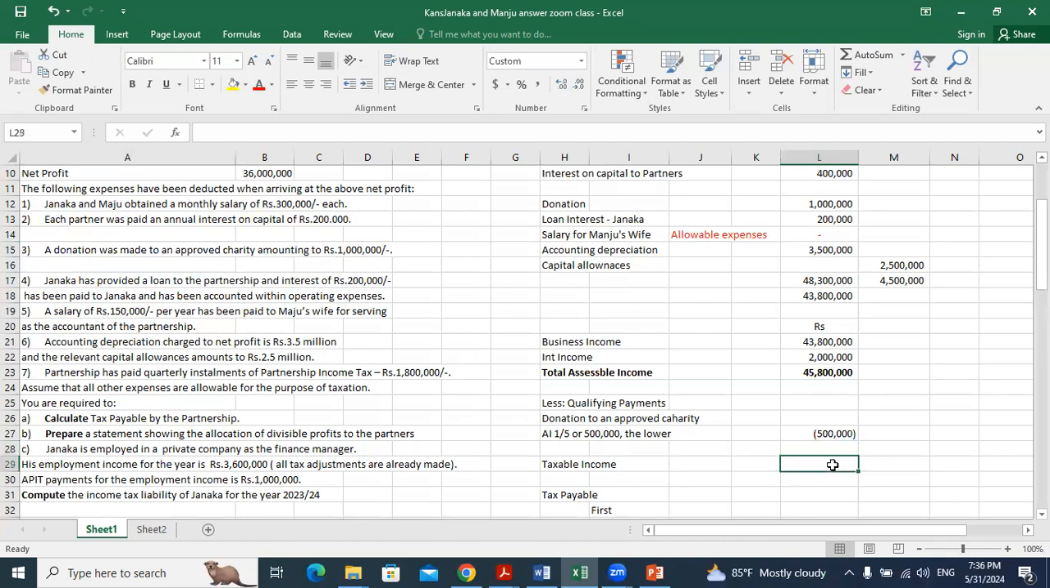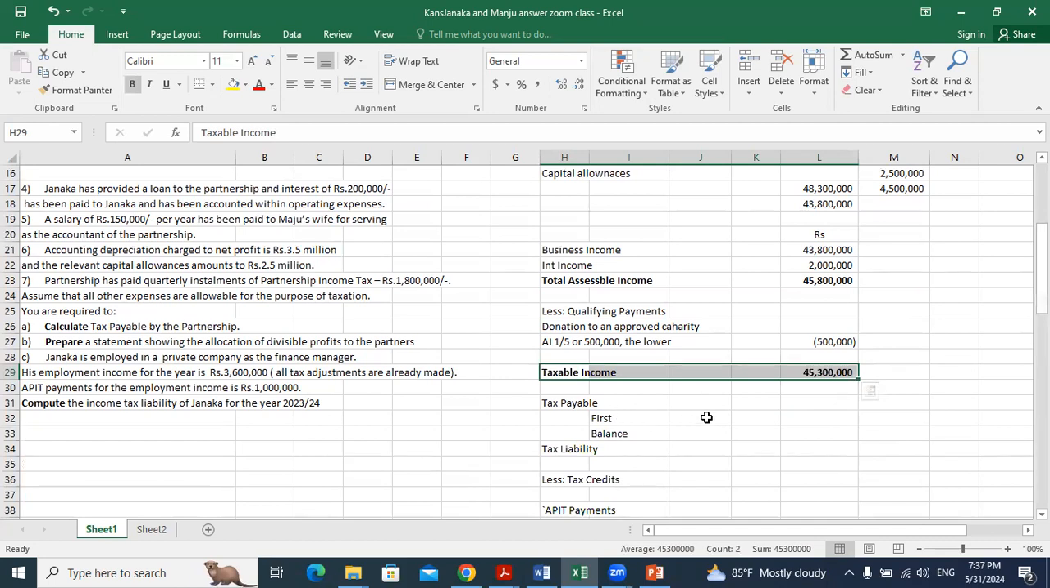Now our taxable income is the difference between these, 46,300,000. 46 million. Okay. $45,300,000 taxable. This is our taxable income.